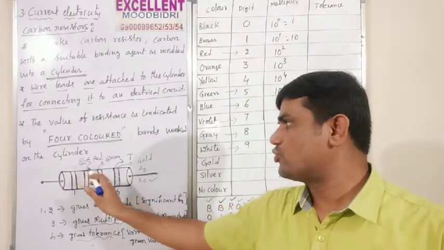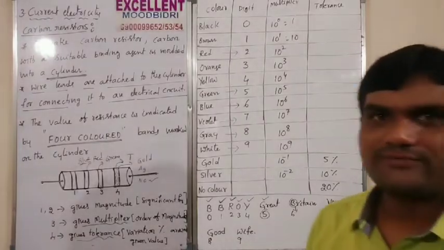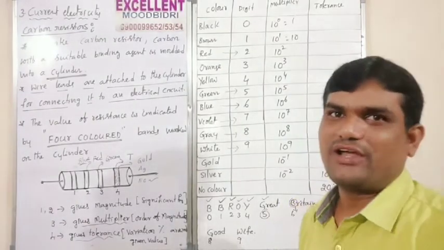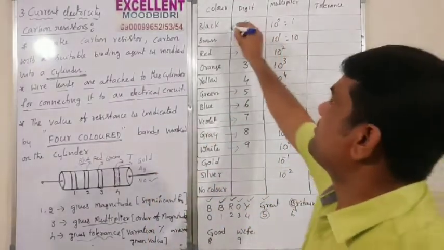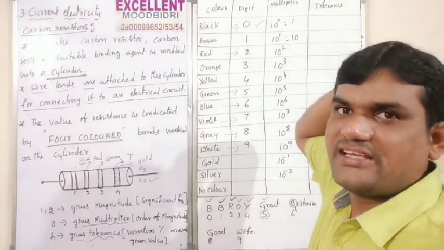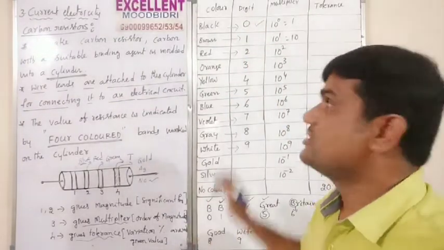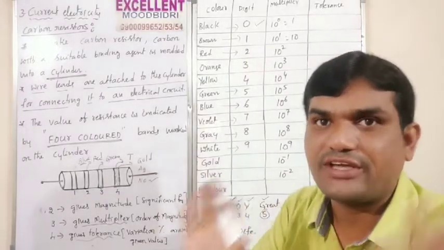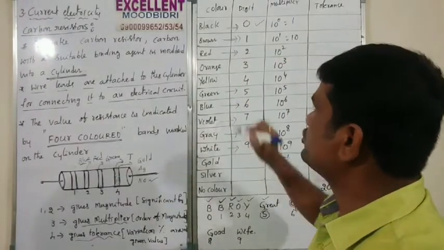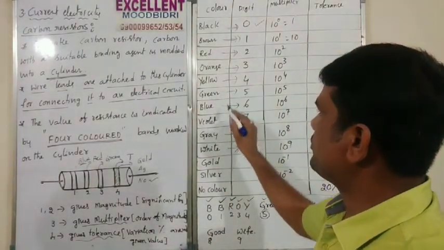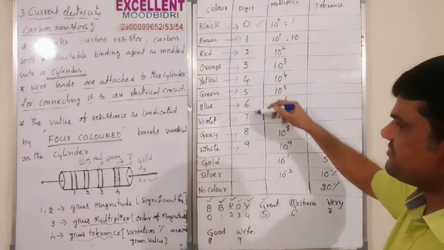Just remember BBROY, Great Britain has very good wife. You have to remember this word clearly, based on that problems are very easy. Remember here, black is digit 0. Brown is 1. Black means 0, brown means 1, red is 2, orange is 3, yellow is 4, green is 5, blue is 6, violet is 7. Like that, 0 to 9.